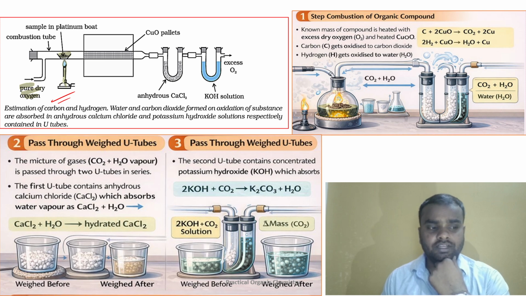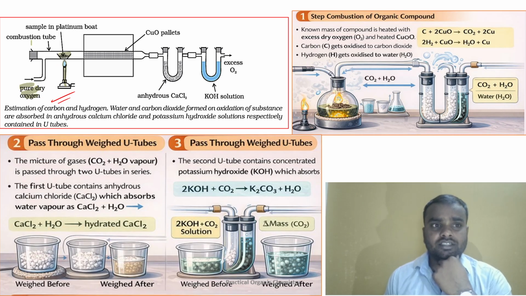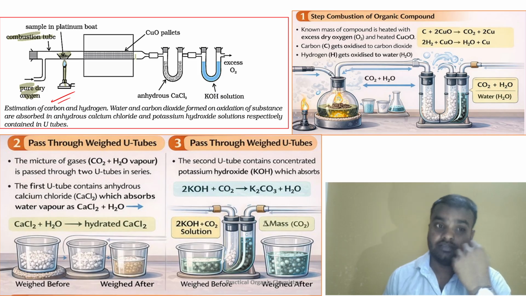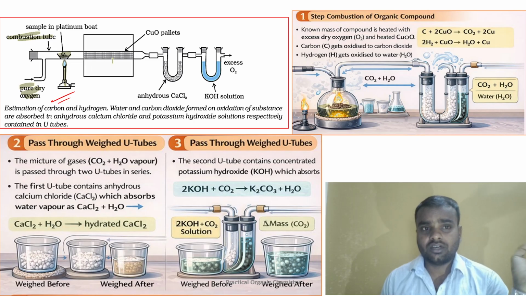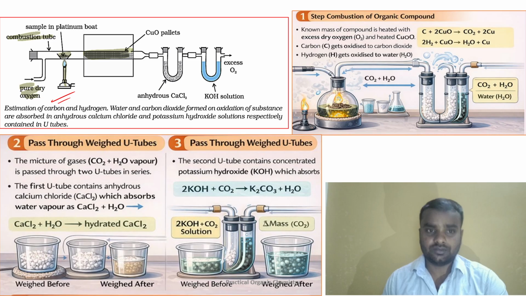Now we are providing the flame, and upon providing the flame, we are passing dry oxygen. Combustion takes place, and when combustion of the hydrocarbon takes place, it releases carbon dioxide as well as water. Here we place cupric oxide pellets. Whenever carbon dioxide and water come, first we place calcium chloride in one U-tube manometer, and in another U-tube manometer we place KOH. What will the KOH do?